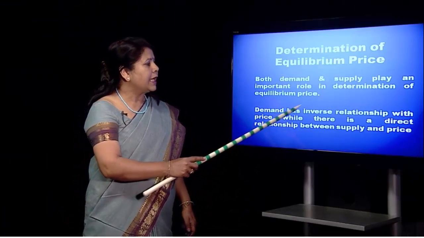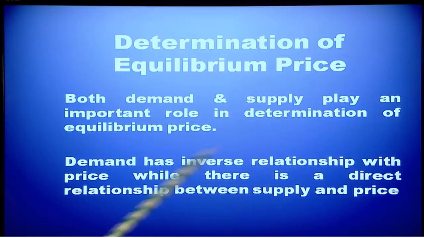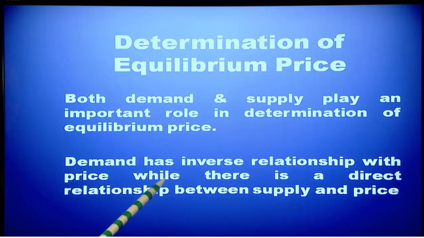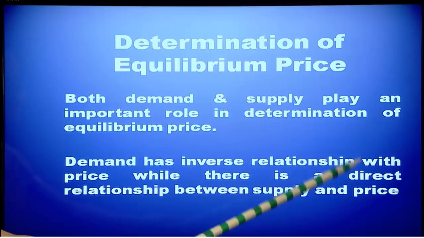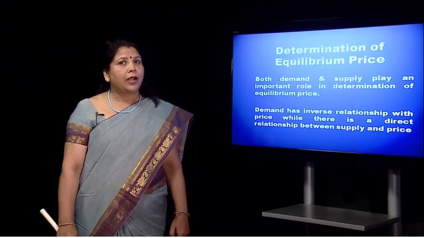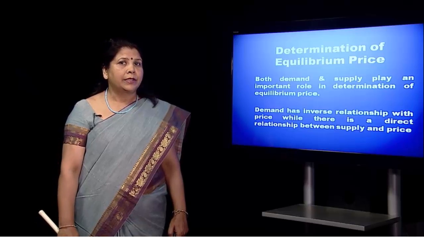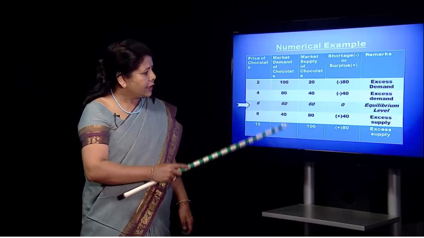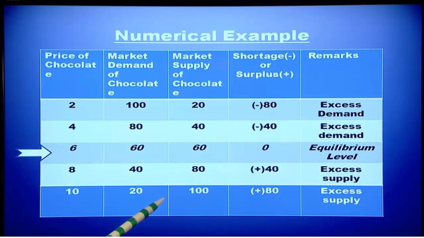Demand has an inverse relationship with price. As we saw, it was a downward sloping demand curve, while there is a direct relationship between supply and price. Again, recall the supply curve was upward sloping. This is the demand and supply schedule.